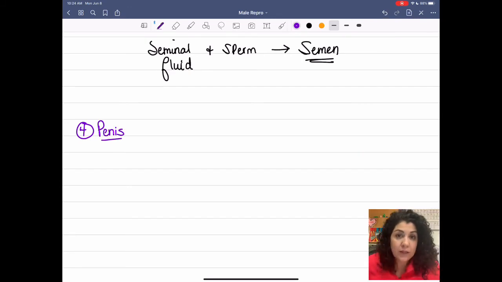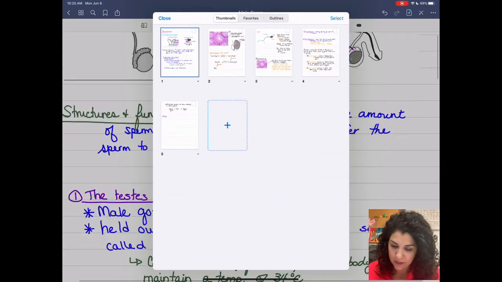And last structure of the male reproductive system is going to be the penis. And so right here, we're gonna label that.